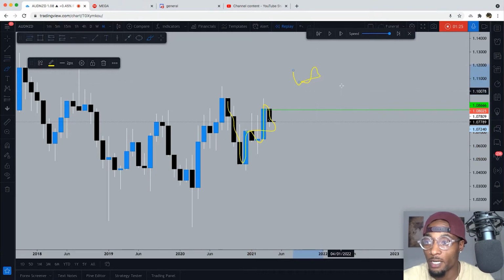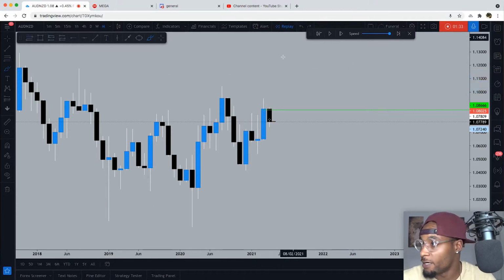We know overextended M formations complete at the neckline. That's what we're waiting for. That's what we're looking for. That's what we're going to take advantage of. So on the monthly, we have an overextended W formation and we want to see it complete at the neckline. Let's go down to the weekly.